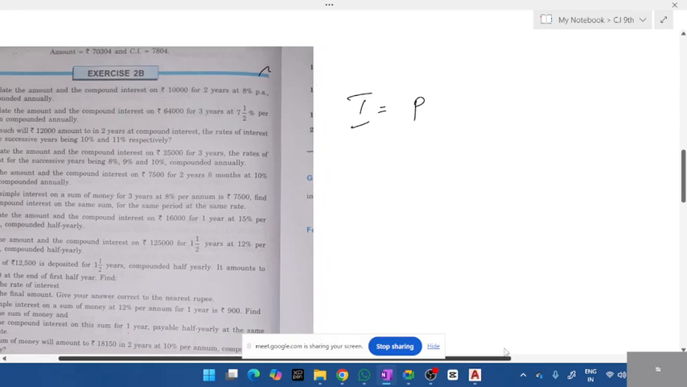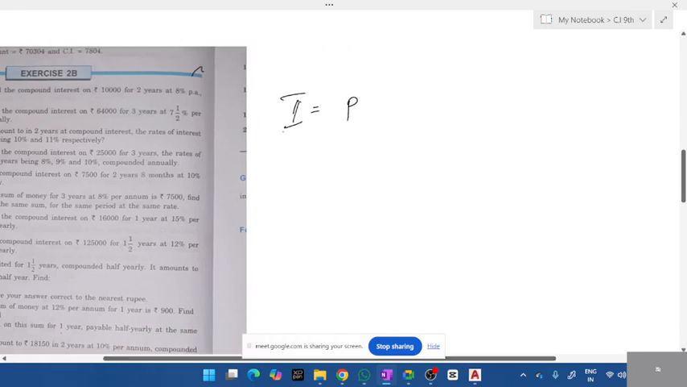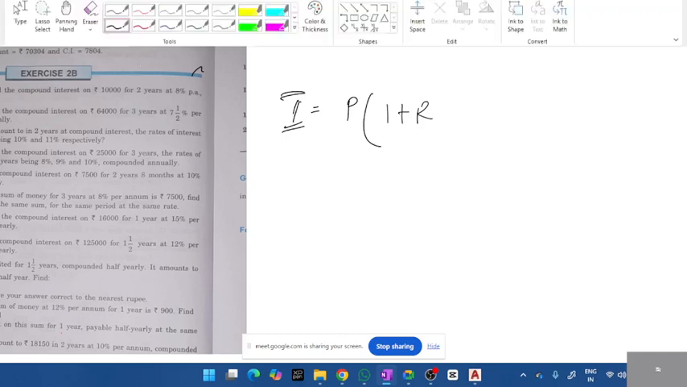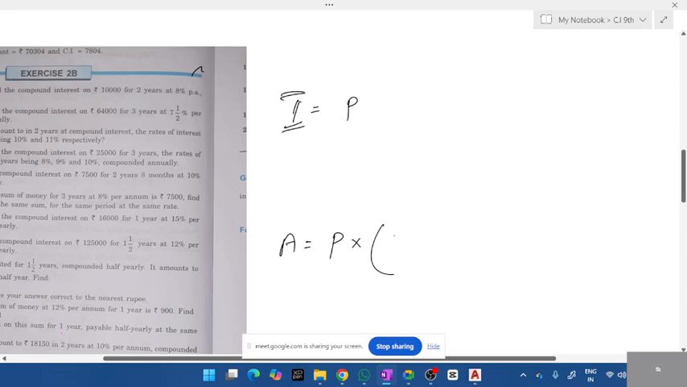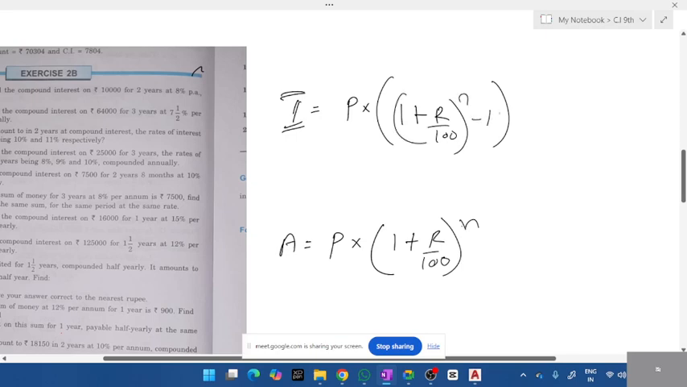Okay. So for annually, what's the formula for interest? Compound interest, P into one plus R by 100 to the whole power n. For interest and amount, the only difference is that amount is easy: P into one plus R by 100 to the whole power n. This is for amount. When it comes to interest, use the same formula, but look here: 1 plus R by 100 to the power n, minus 1. Is this the formula ma'am gave?